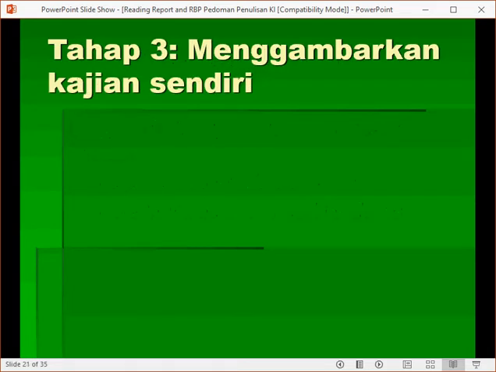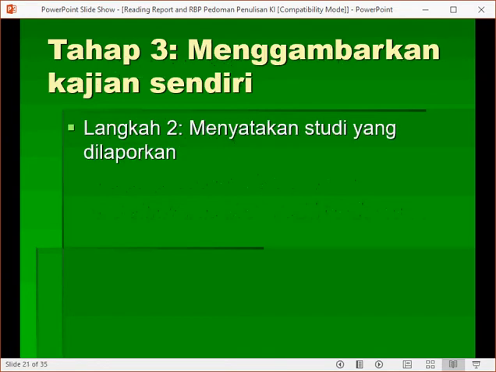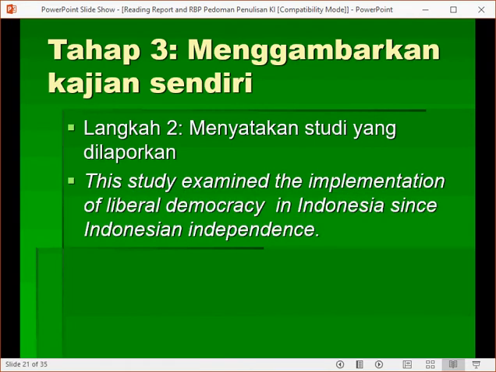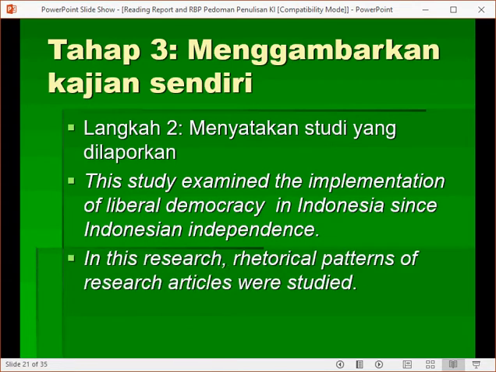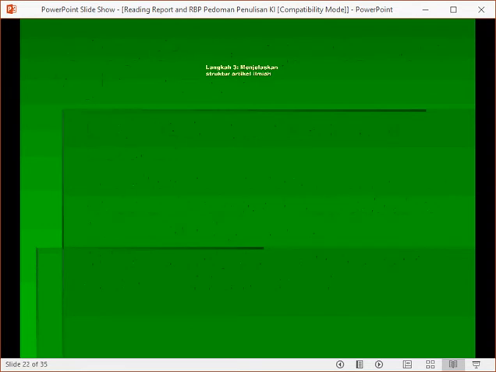And then the third step is to outline your own study. In the second step, you state the study that you report. For example, the study examined the implementation of liberal democracy in Indonesia since Indonesian independence. In this research, rhetorical versions of research articles were studied.